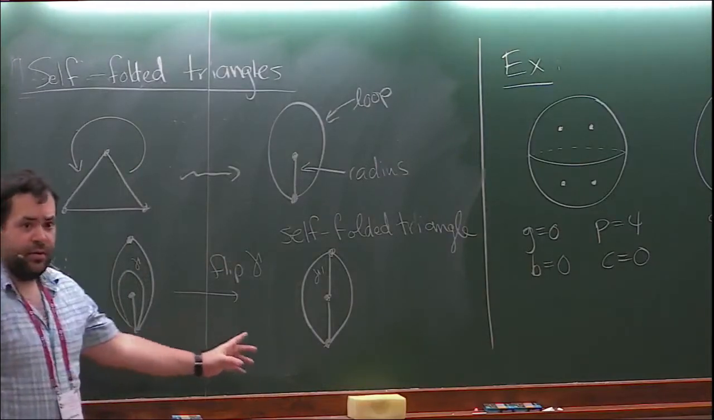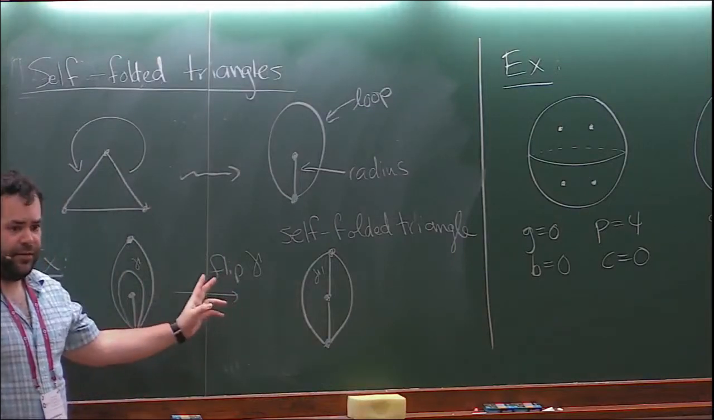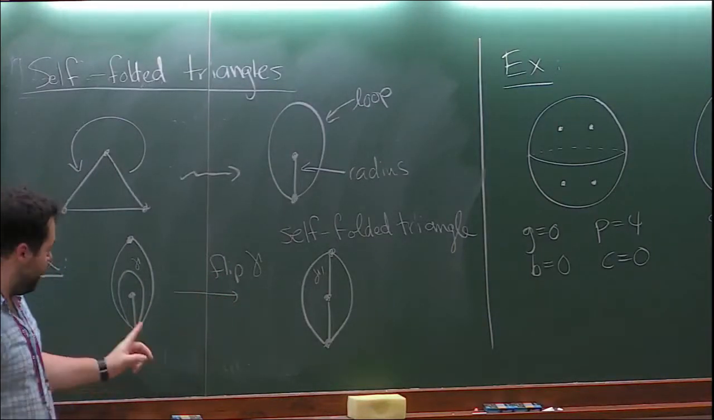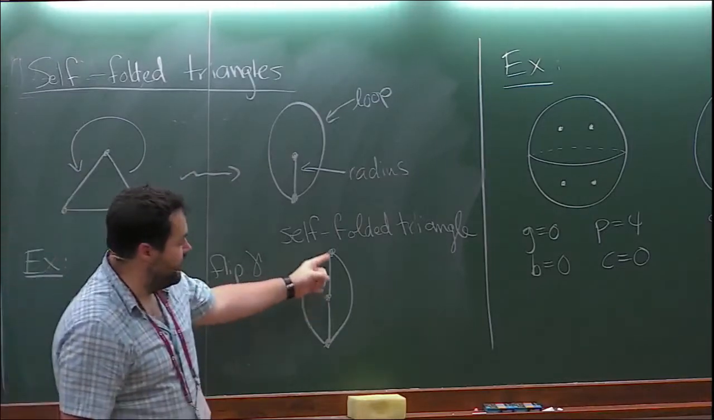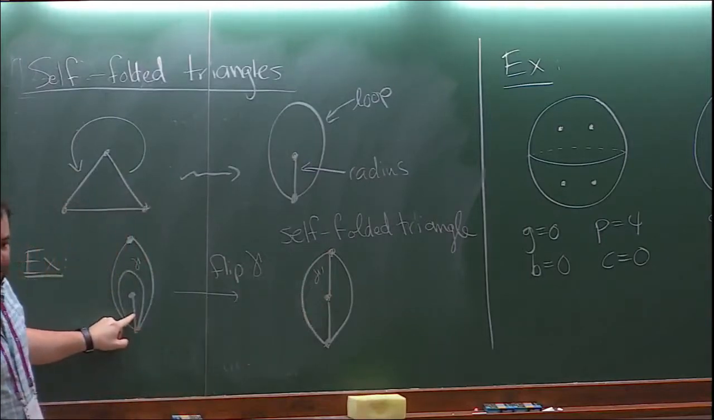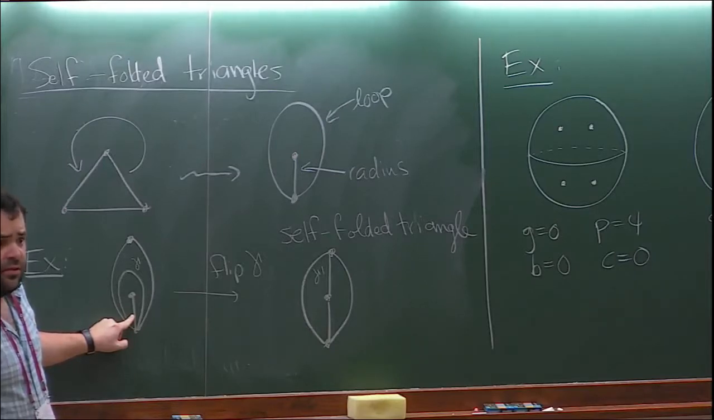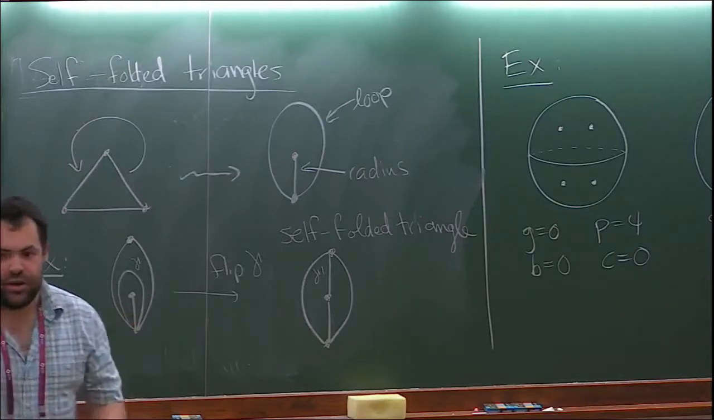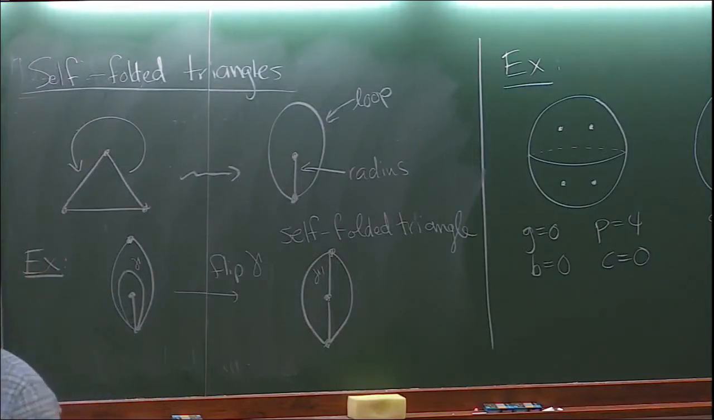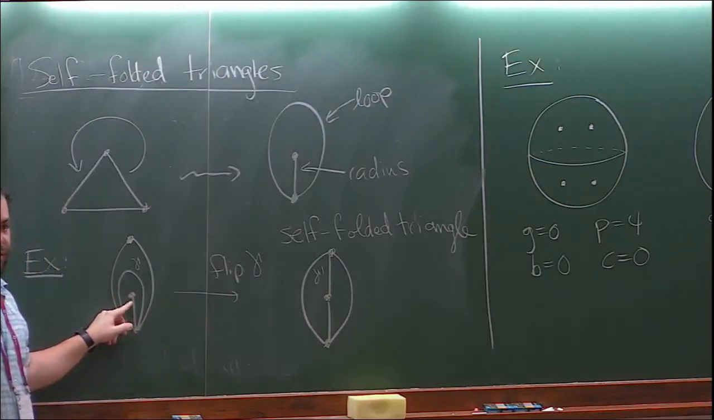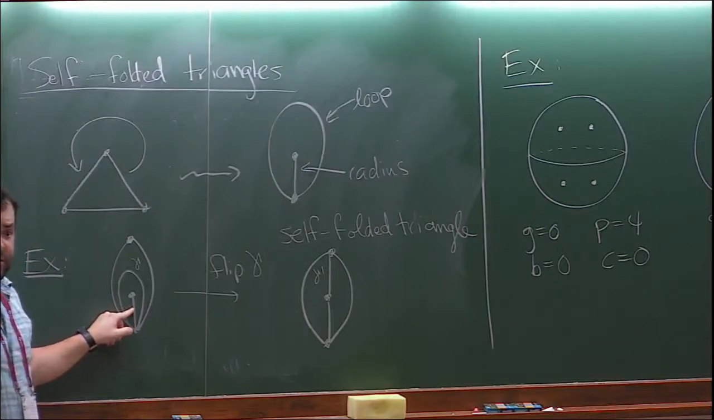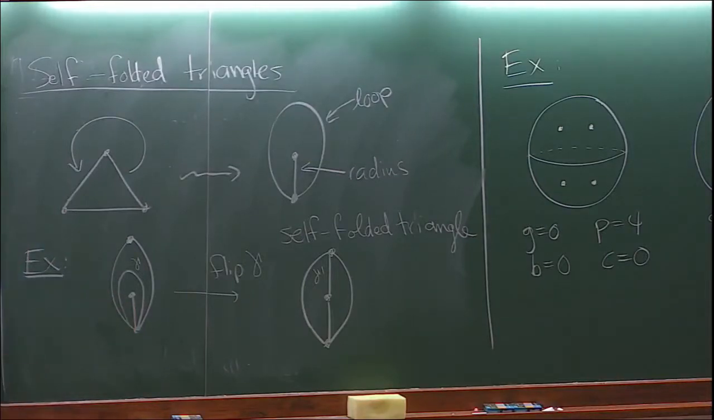So I should mention, like I said, these things are very badly behaved, these self-folded triangles. And the point is that I flipped at this loop, and I got this. But I cannot flip at the radius. There's no way to flip at this radius. Okay? And I won't talk about this, but in this paper by Fomin-Shapiro and Thurston, where all this comes from, they have to use something called tagged triangulations. They have to decorate these arcs with something called tags to allow you to flip at these things. Okay? But I won't talk about it.